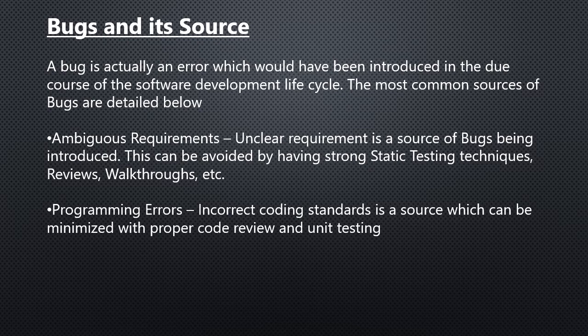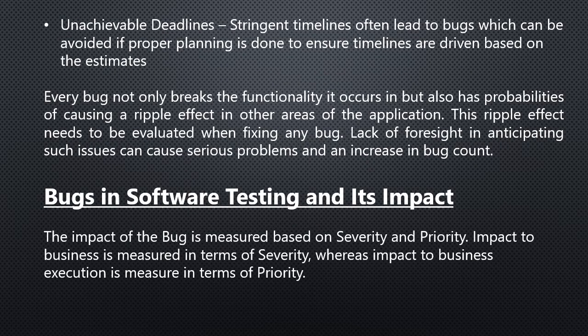Next, programming errors. Incorrect coding standards in a source, which can be minimized with proper code review and unit testing. Unachievable deadlines. Stringent timelines often lead to bugs, which can be avoided if proper planning is done to ensure timelines are driven based on the estimates.